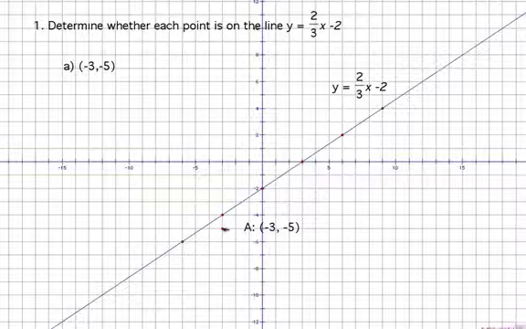So graphically you can see that the point -3, -5 does not lie on the line y equals 2/3 x minus 2.